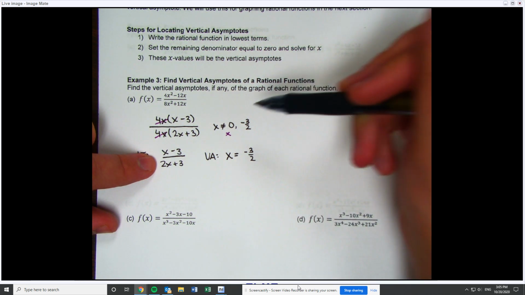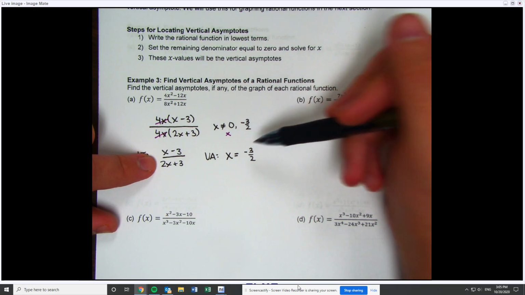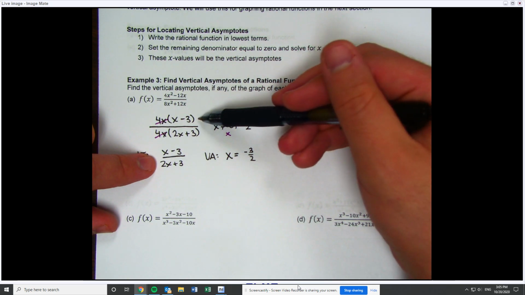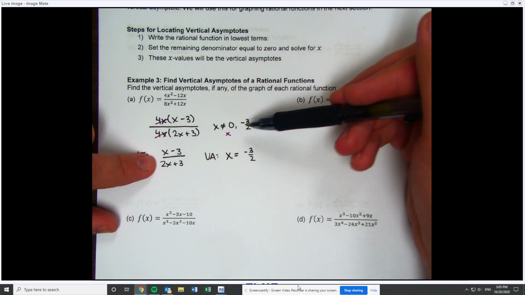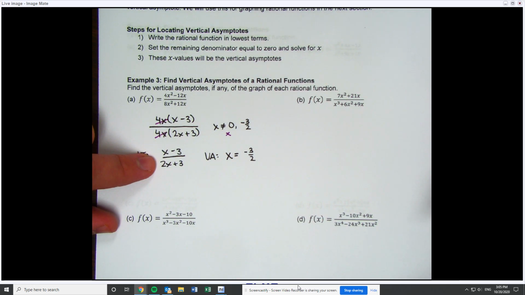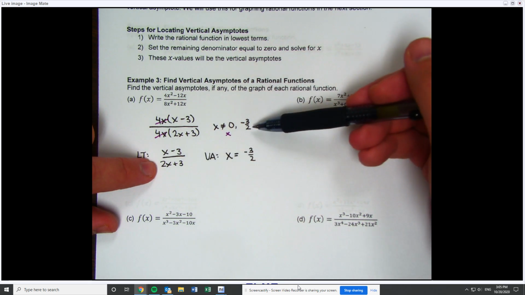So whatever does not get removed from your domain, that is your vertical asymptote, because it is still an issue for our lowest terms. And that's the easy way to find this. Factor, get your domain, write it in lowest terms, then you get your vertical asymptote. Guaranteed. So the vertical asymptote is still an issue for the lowest terms, and that's the one that didn't get crossed out.